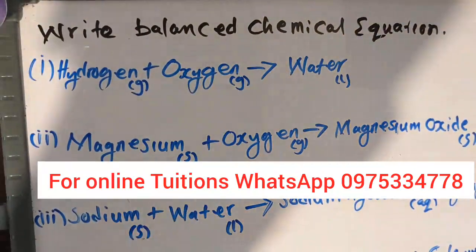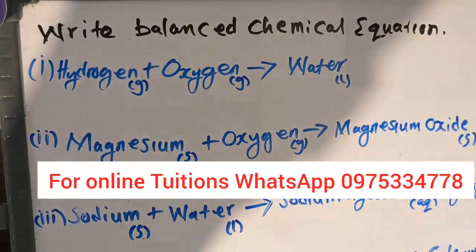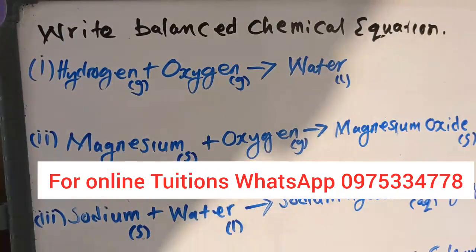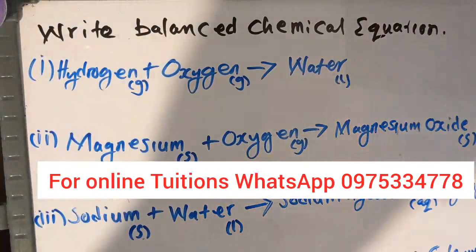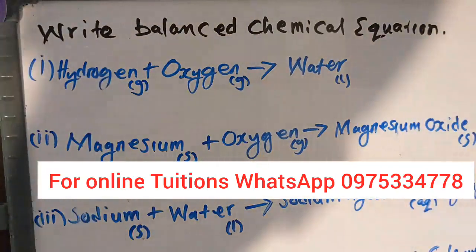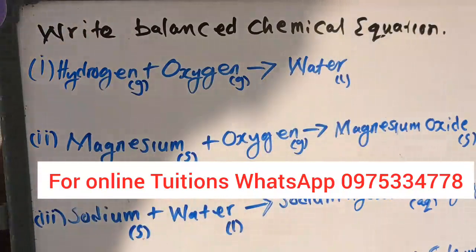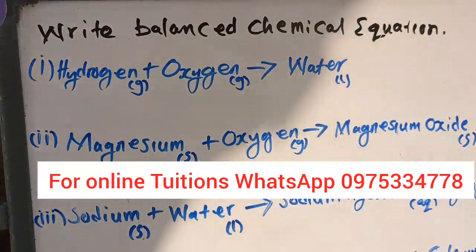Alright, so what we are going to look at today is balancing of equations. Converting a word equation into a chemical equation and also balancing the chemical equation. That is what we are going to look at today, and it is very simple.